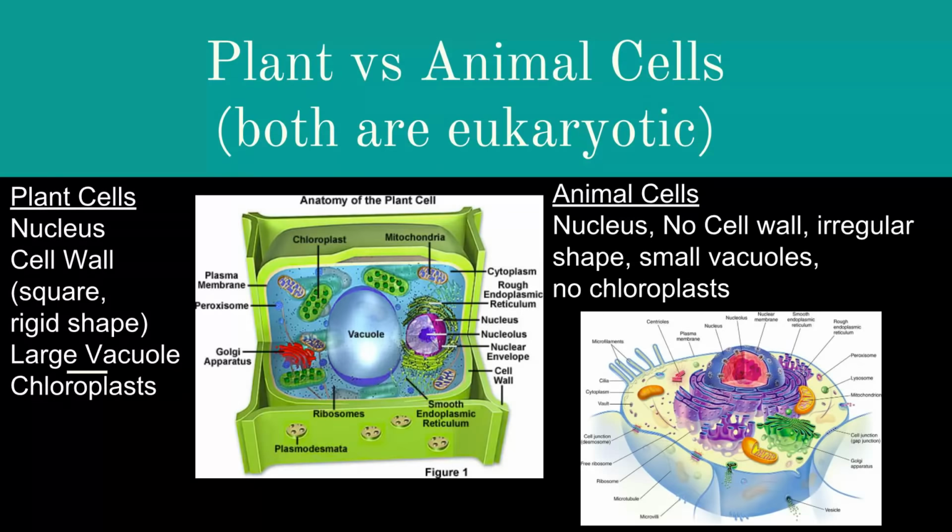Animal cells, they have a nucleus, but they do not have a cell wall. They are more irregularly shaped. They have very small vacuoles, and they do not have chloroplasts that you would find in the plant cell.